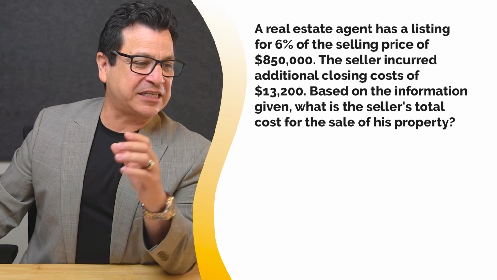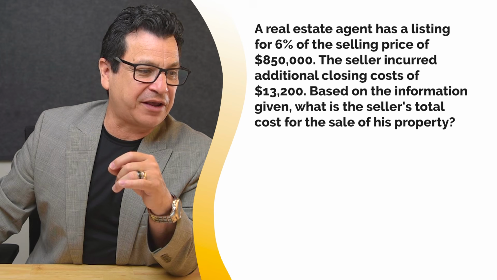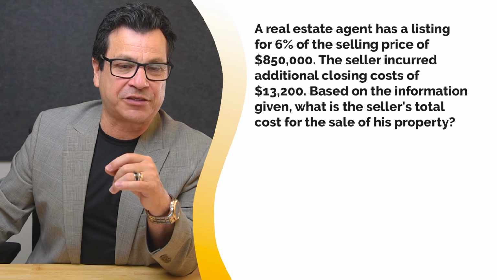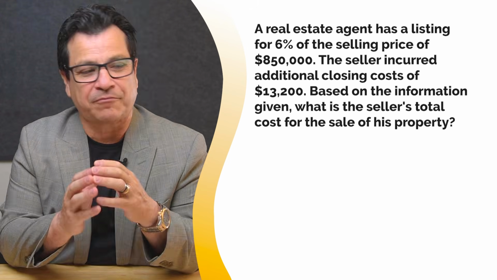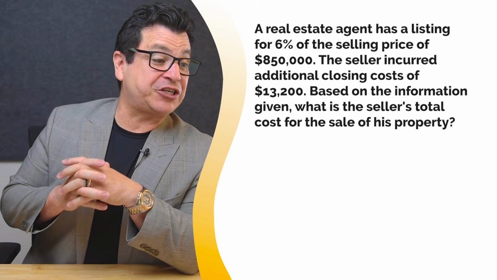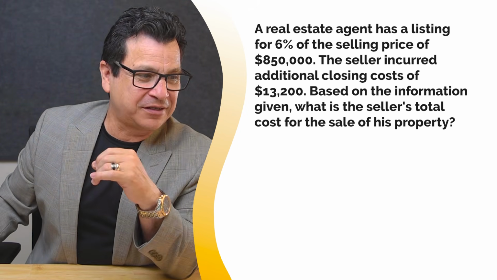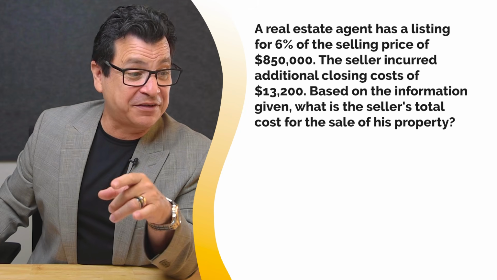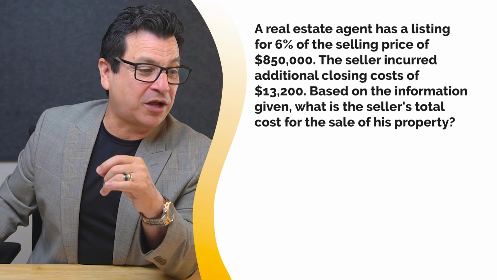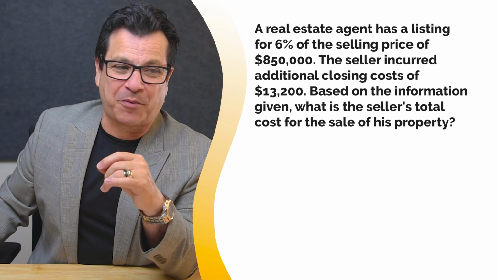A real estate agent has a listing for 6% of the selling price of $850,000. The seller incurred additional closing costs of $13,200. Based on the information given, what is the seller's total cost for the sale of his property?